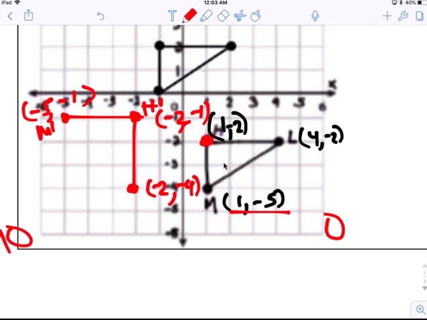It just doesn't look right. 1, negative 2, so it's 2, 1, 4. Oh, this is 4, that's why. Negative 4. So this is 4.